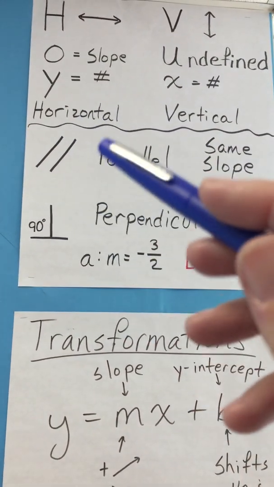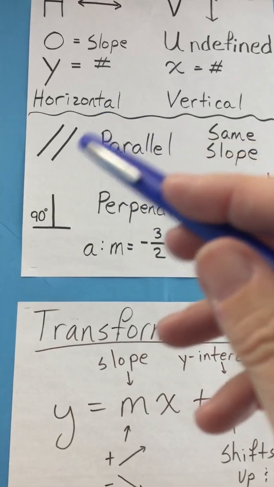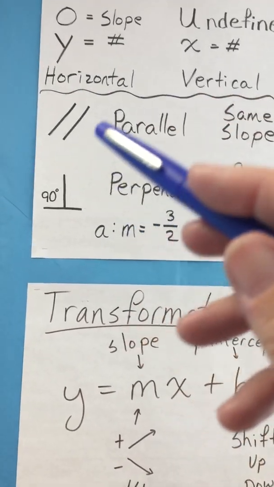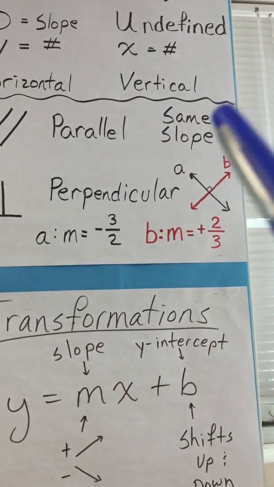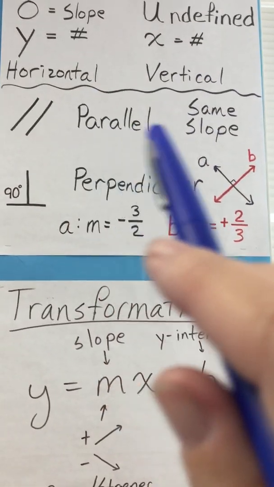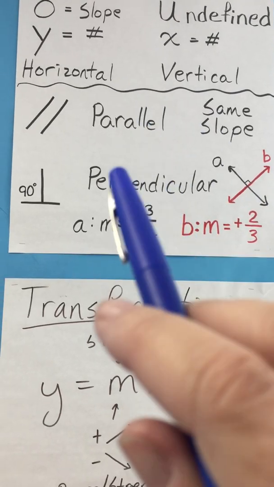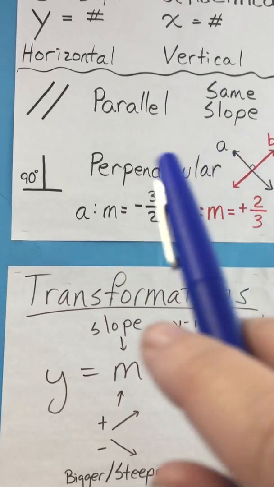If they're parallel, they have the exact same slope. If this has a slope of 5, that one has a slope of 5. If this one has a slope of 1/3, this one has a slope of 1/3. So they are the same slope. Parallel lines will have the same slope. So if you know the slope of one line, you know the slope of the other one.